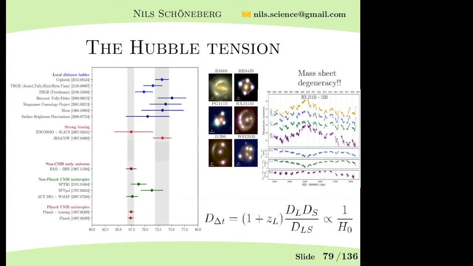And with these time delays, you have an almost direct measurement of the Hubble parameter, because the time delay is inversely proportional to the Hubble parameter. It's 2 distances over 1, so you have 1 over H0 squared times H0. Okay, so that's basically the whole idea of this.